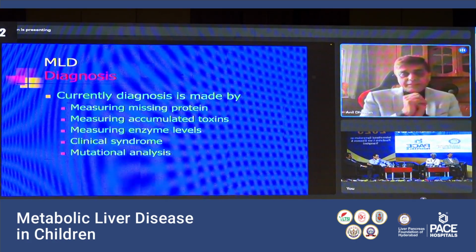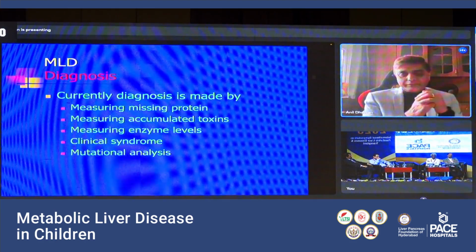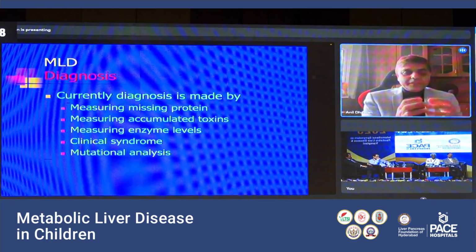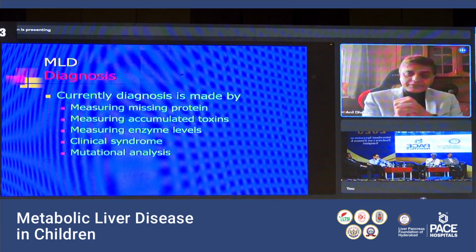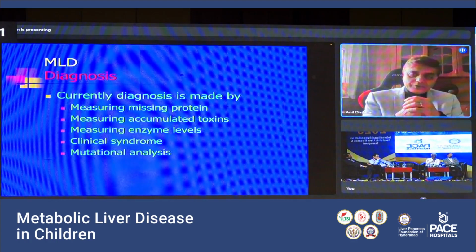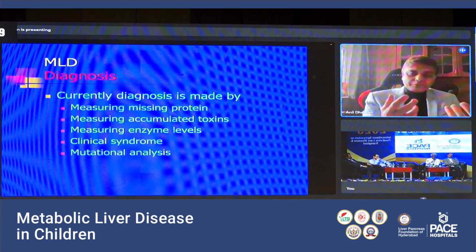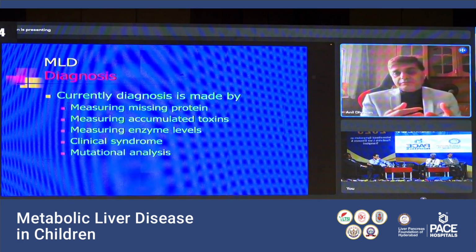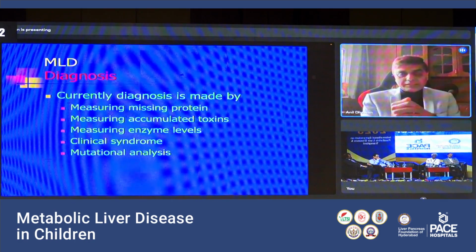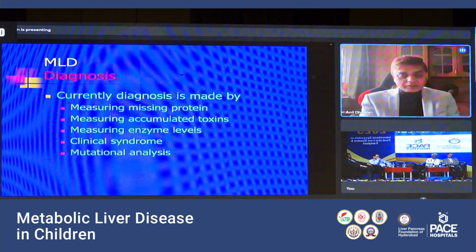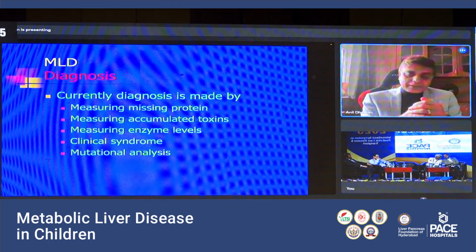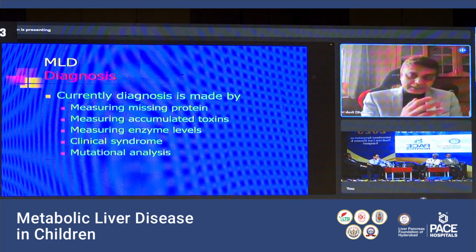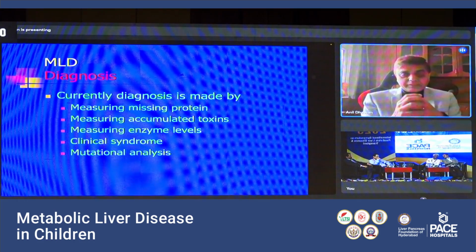So currently, diagnosis is made by the following headings. You measure a missing protein. So something is missing, you say somebody is factor 7 deficient, you measure factor 7 that's low in the blood. So that is a missing protein, and you're diagnosed. You measure accumulated toxins. So in tyrosinemia, you look at succinylacetone, that's elevated. That's a toxin. Okay. You measure enzyme levels. So glycogen storage disease for that matter, or lipid storage disorders, traditionally you measure their enzymes.